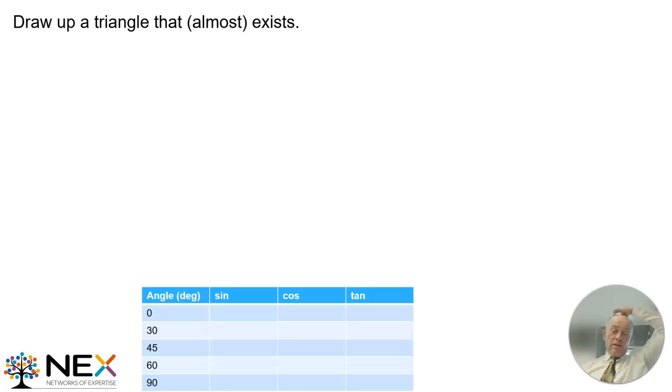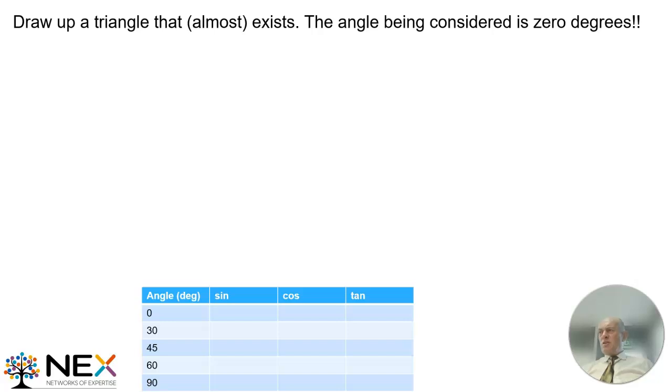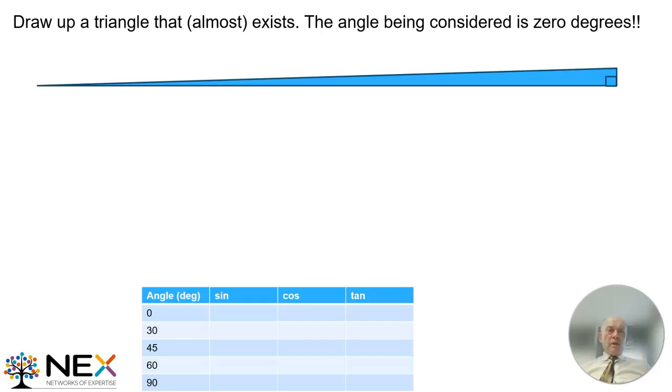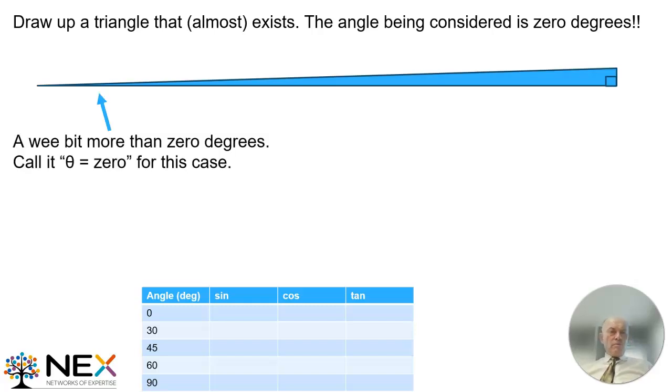First of all, let's draw up a triangle that almost, but not quite, exists. And that angle is being considered as 0. Very hard to draw a triangle with 0, so I'll draw one with a slightly bigger angle, and we'll pretend it's 0. Call it 0, which means the opposite height is going to actually be 0. We haven't drawn 0, but we can pretend. The adjacent is whatever it is, some non-zero value, and the hypotenuse is also a non-zero value, but it also happens to be the same as the adjacent because the angle is 0. Those two lines lie on each other. So we put that there.